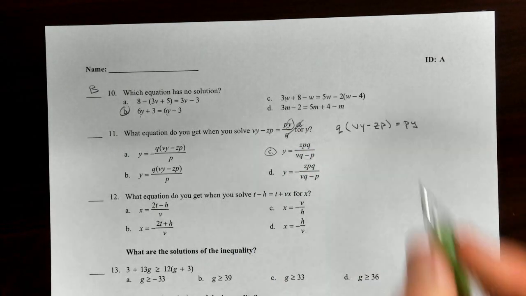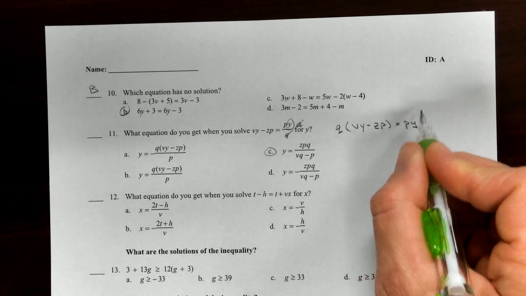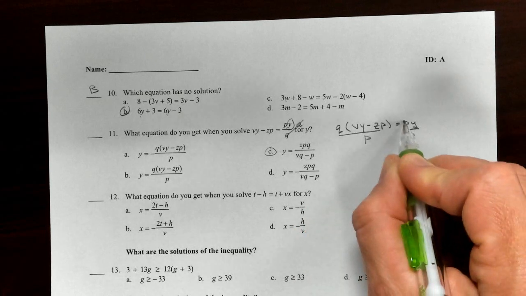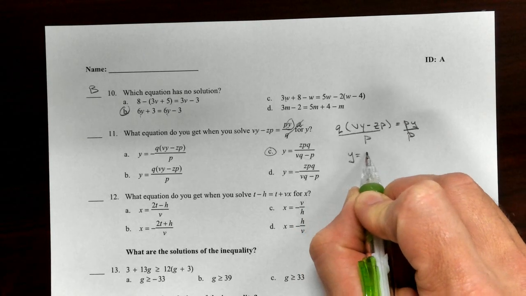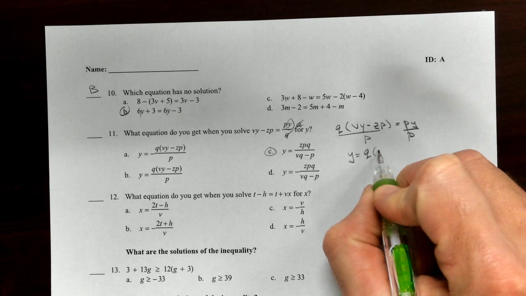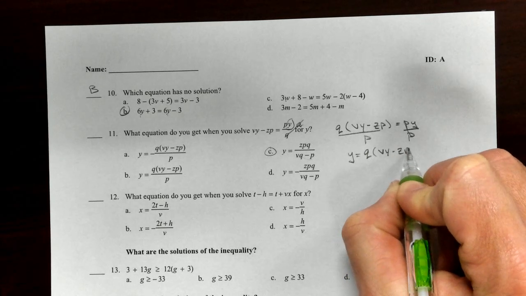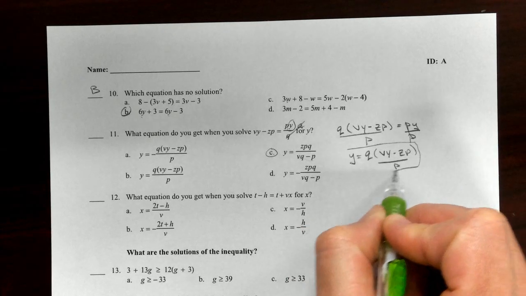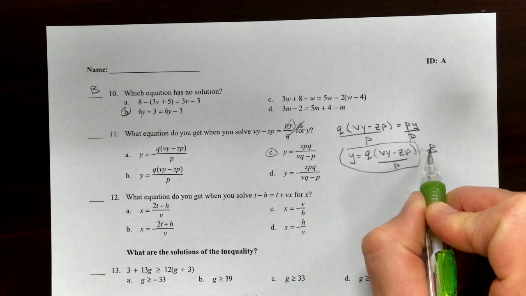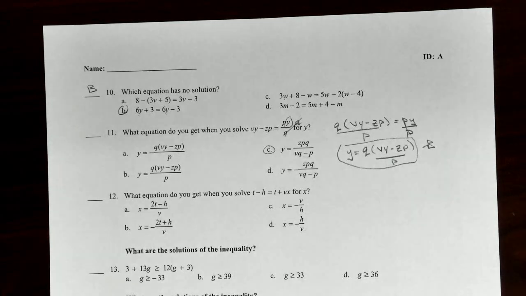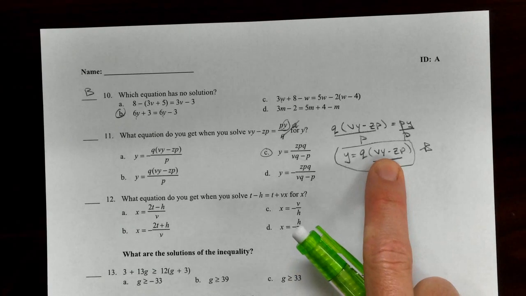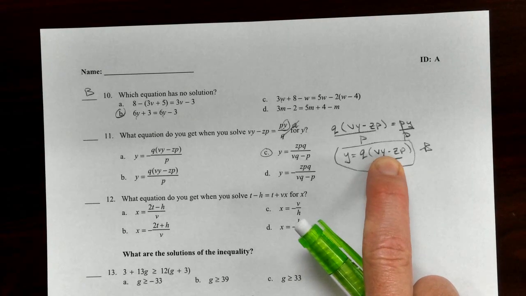So then to solve for y, I would then divide by p, right? I want the y by itself, so I divide by the variable p. That cancels out and you get y is equal to q times Vy minus Zp over p. Okay, so that's B. That's the correct answer. Okay, now, that's not technically all the way correct, because I solved for y, but the problem is you've got another y right here.